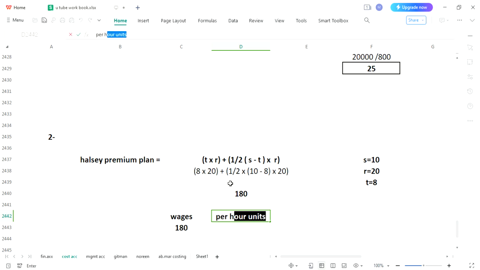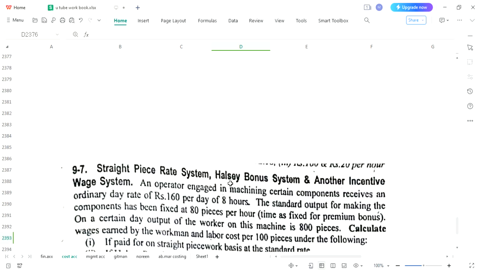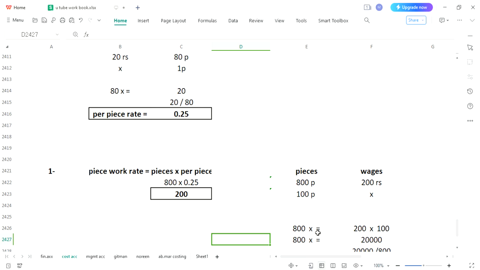He had made pieces 800. As mentioned in the question, on a certain day he had manufactured 800 pieces. Look, the output of the worker on a certain day is 800 pieces.